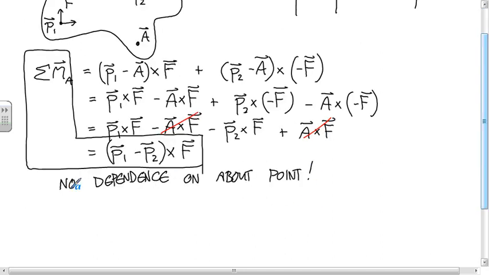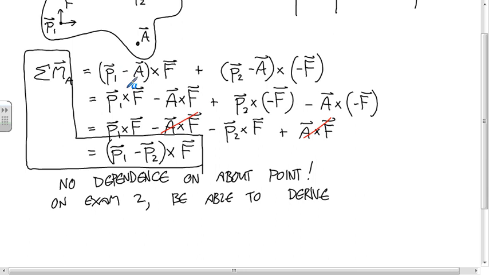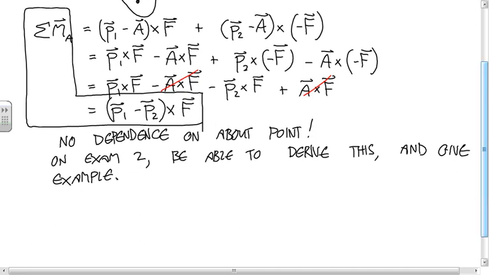Okay, so on exam 2, be able to derive this. You don't have to understand a single thing about this. You can just go through my steps. But it's more fun if you understand what's going on. So be able to derive this and give an example of how it works.